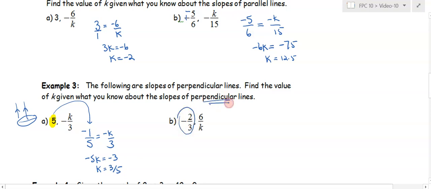Same thing here, pick one of the two slopes. Since they're perpendicular to each other, I take the opposite reciprocal and I make them now equal. 3k equals 12, k equals 4.